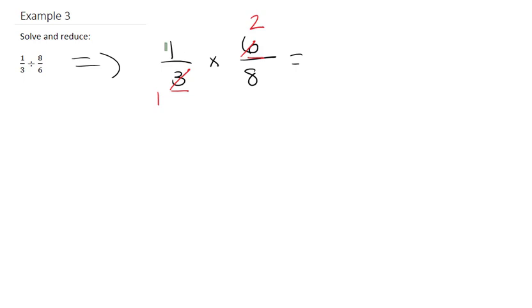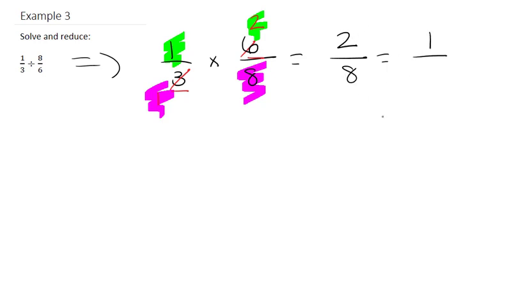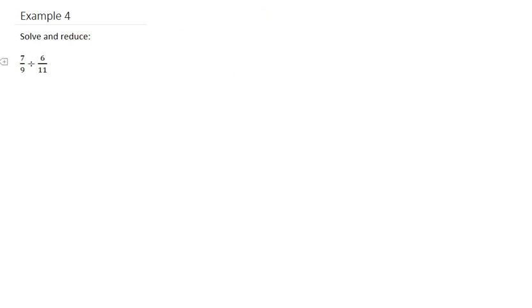Now we can go ahead and multiply the top together, and then we can multiply the bottom together. So we get 1 times 2, which is 2. Now we have 1 times 8, which is 8. Notice we did not finish reducing because 2 and 8 are both even, so this can be further reduced. So we can reduce each one by 2. So 2 divided by 2 is 1. 8 divided by 2 is 4. So this would be our solution to the problem. Now let's do one final example.